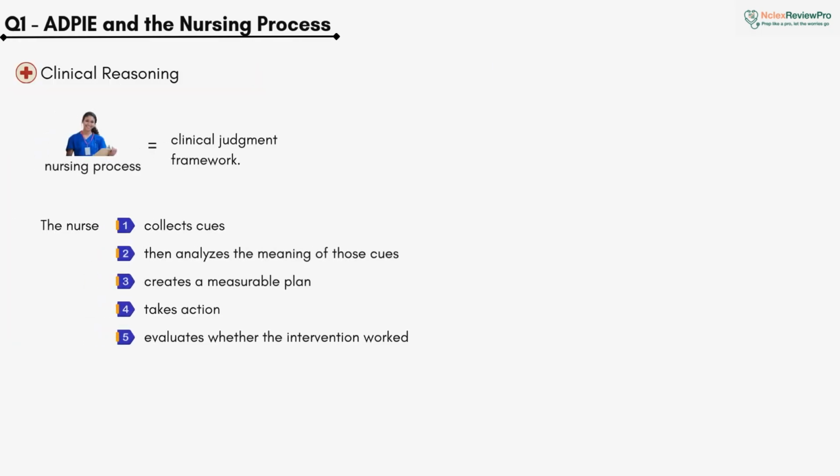The nursing process is not just a list to memorize, it is a clinical judgment framework. First, the nurse collects information. Then the nurse analyzes what that information means. Then the nurse creates a plan. Then the nurse takes action. And finally, the nurse evaluates whether the care worked.